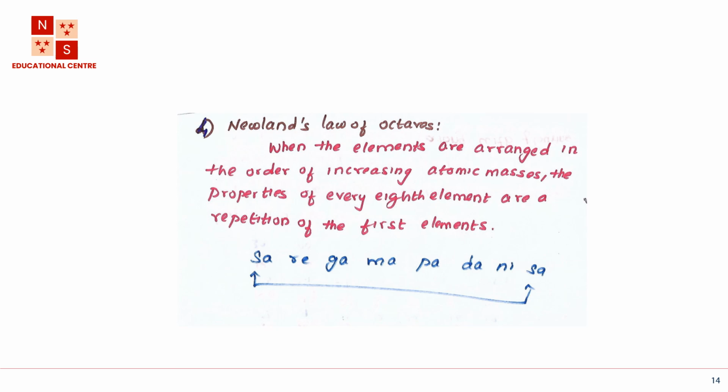And the next one, Newlands' law of octaves. Newlands was the first to explain periodicity. When you arrange the elements in increasing order of their atomic mass, every eighth element repeats the properties of the first element. So he was the first to represent periodicity.